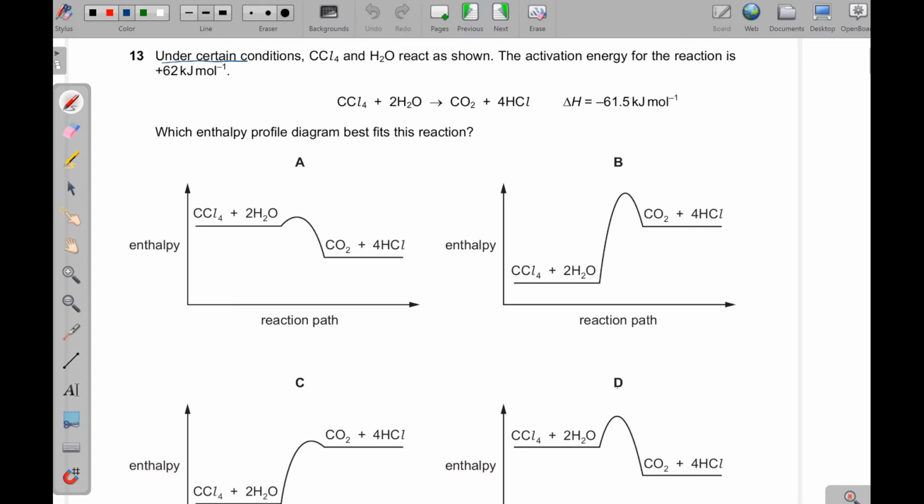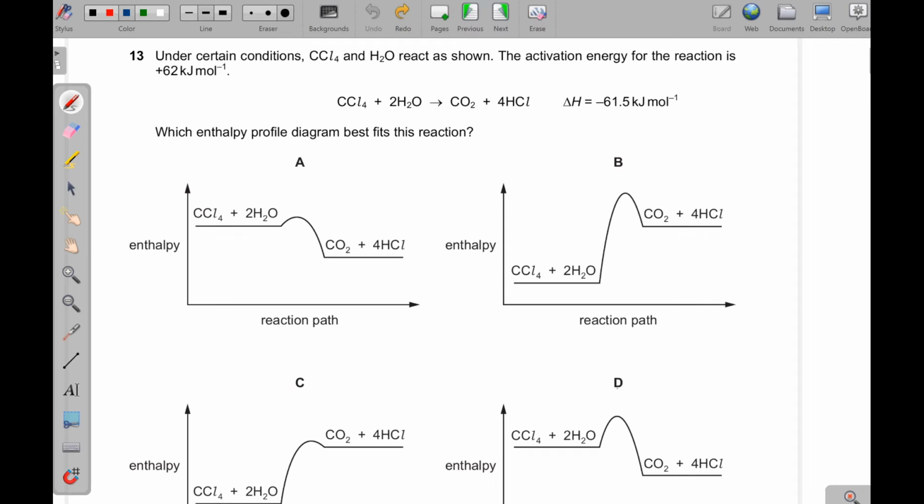Question 13. Under certain conditions, carbon tetrachloride and water react as shown. The activation energy for the reaction is positive 62 kilojoules per mole. And this is the reaction here. And we are seeing that the enthalpy of reaction is negative. So the reaction is exothermic. So if it is exothermic, that means energy is given to the surrounding. So what is remaining as the products, we are going to have them at a lower energy.